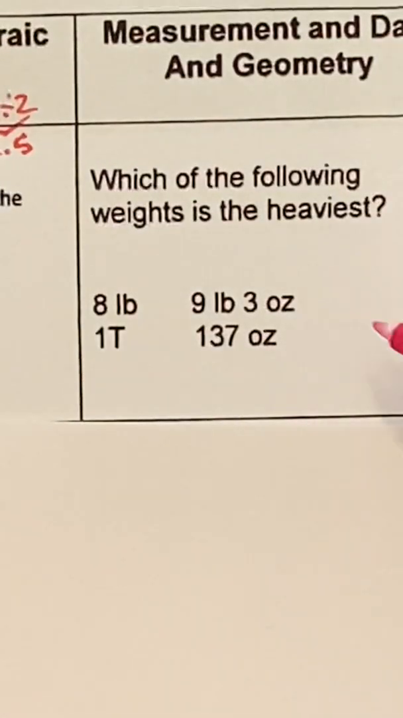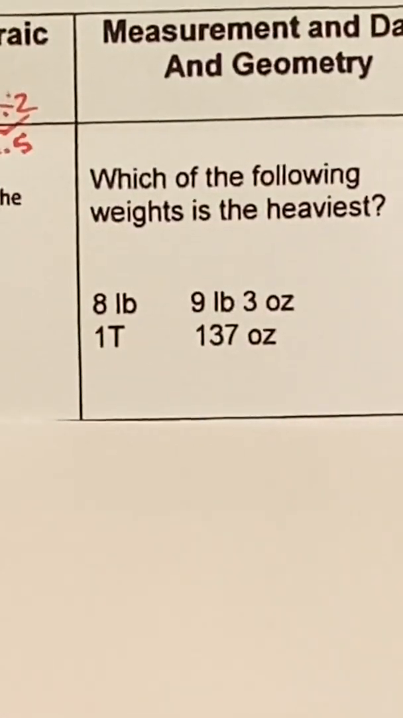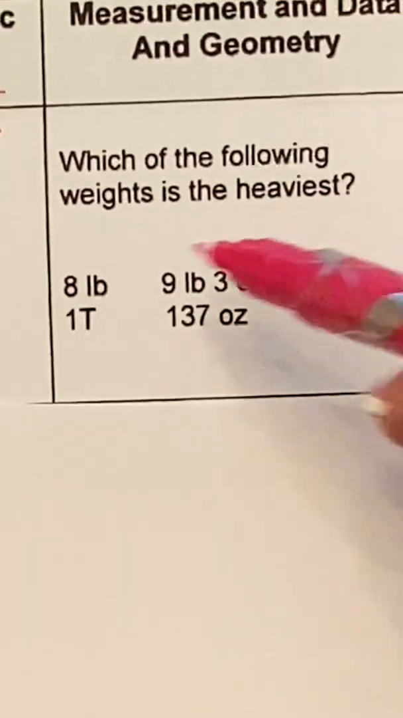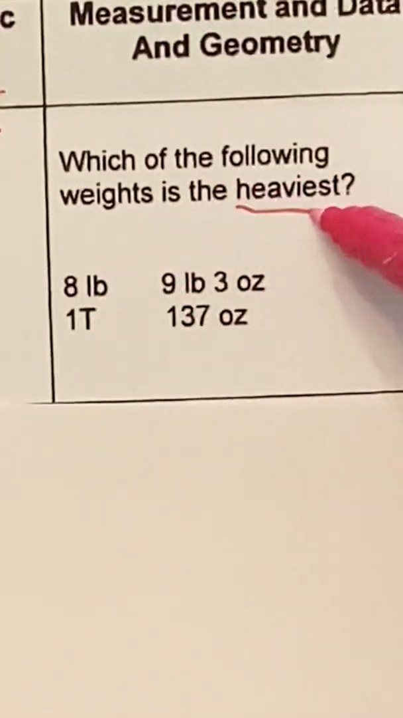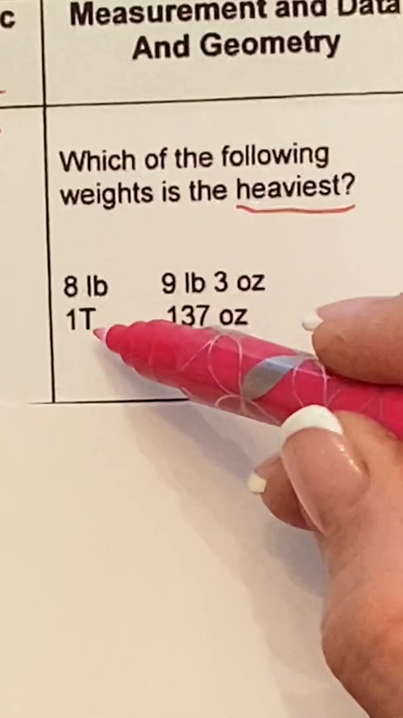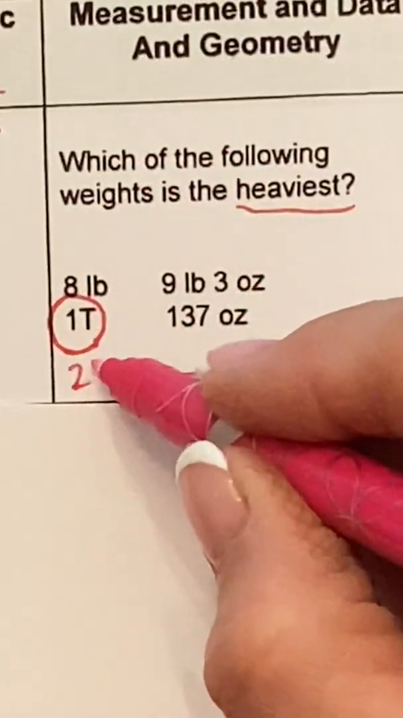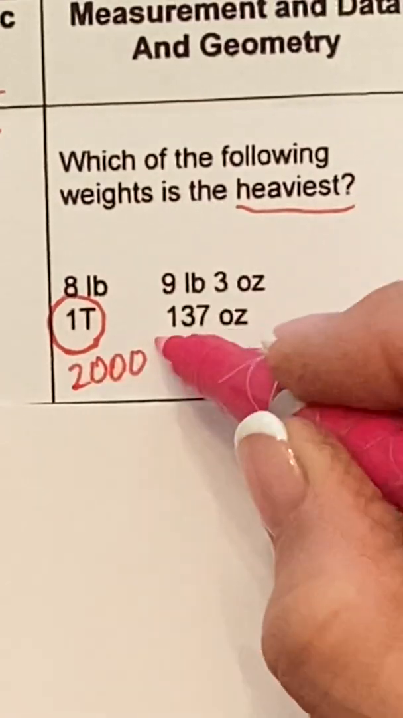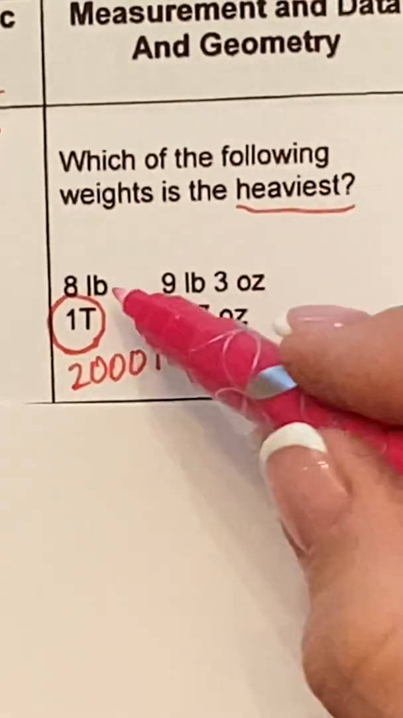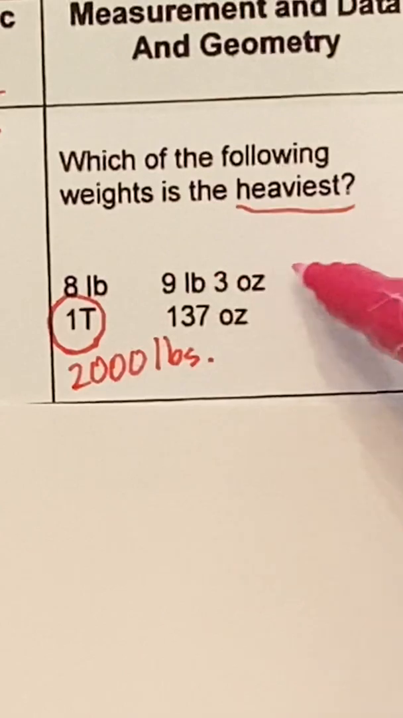Okay, let's get the next one. I hope that this one you're not going to dwell upon it, but automatically you're looking for the one that is the heaviest. Well, a ton is 2,000 pounds. So there's your reasoning right there. If you had that memorized, a ton is 2,000 pounds, much greater than 8 pounds, 9 pounds, 3 ounces, 137 ounces. All right.